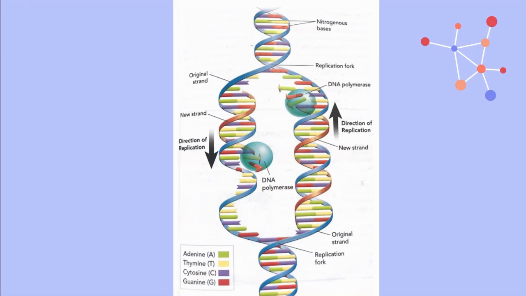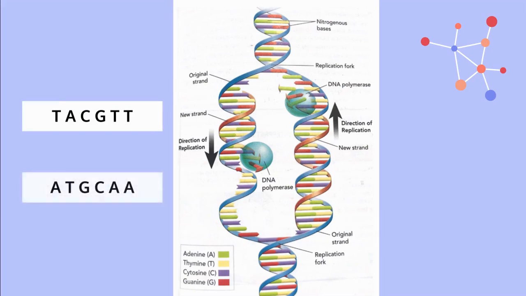So this is what it looks like as we go through. We have helicase opening up, polymerase adding in bases, and if I have on one side TACGTT, then my polymerase is going to add in an ATGCAA, that complementary base.